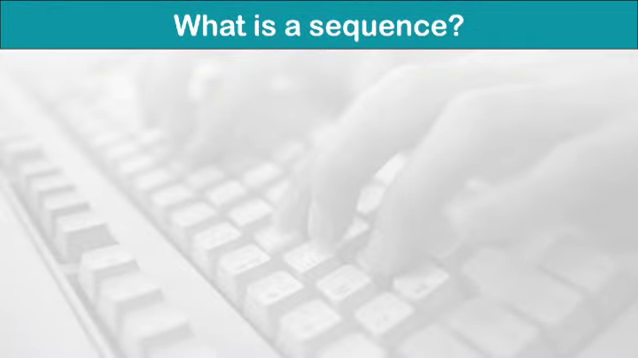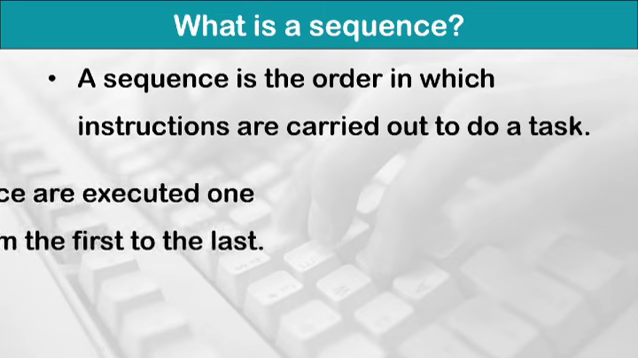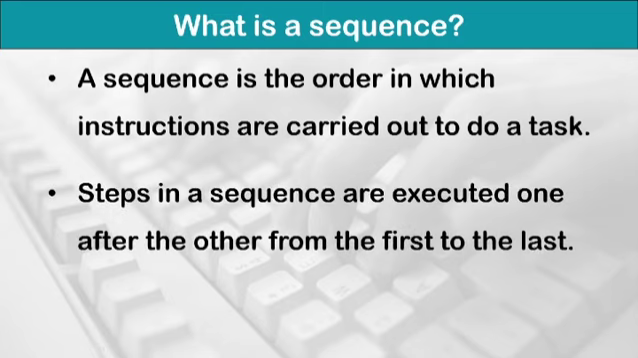After this brief résumé of Scratch 2.0 and its interface, let us now learn what a sequence is and how a sequence of instructions is executed in a Scratch project. What is a sequence? A sequence is the order in which instructions are carried out to do a task. Steps in a sequence are executed one after the other, from the first to the last.